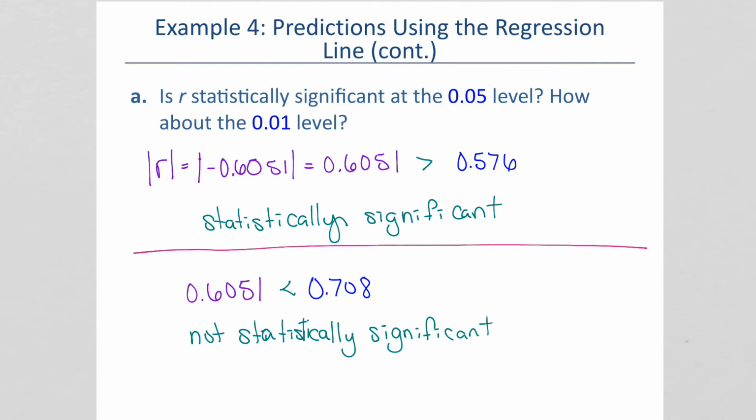So it just depends on how close you want to be. If you're only looking at the 0.05 level, then we're good to go. If you're trying to get a closer estimate, it's not going to work.